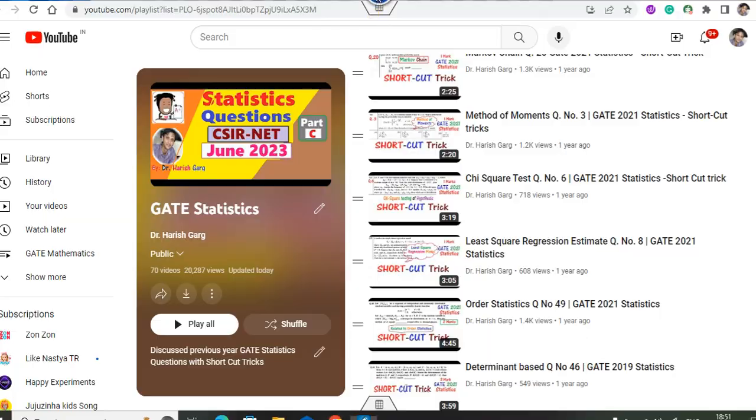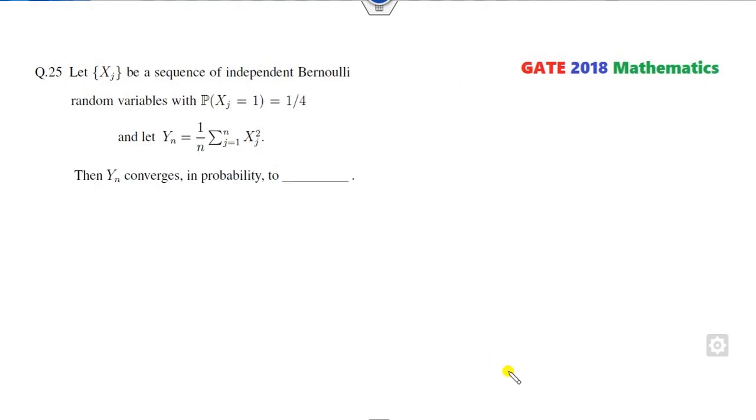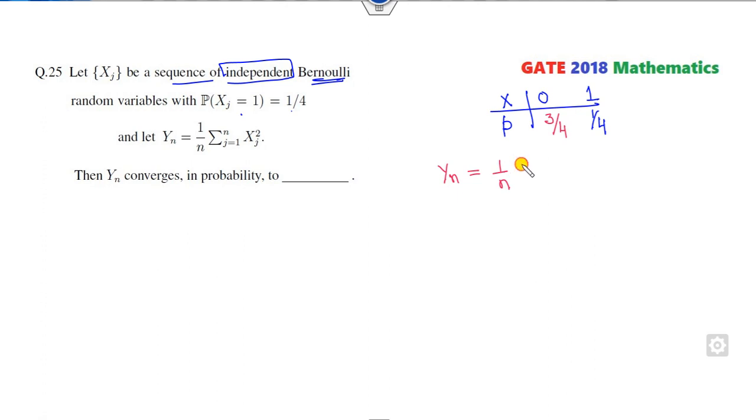Now let's see another question here. Read the statement carefully. Xj represents independent Bernoulli random variables with probability 1/4. Remember, whenever you have the Bernoulli distribution, you have the two values 0 and 1, so the probability of 1 is 1/4 and of 0 is 3/4, such that Yn is half summation of Xj square.